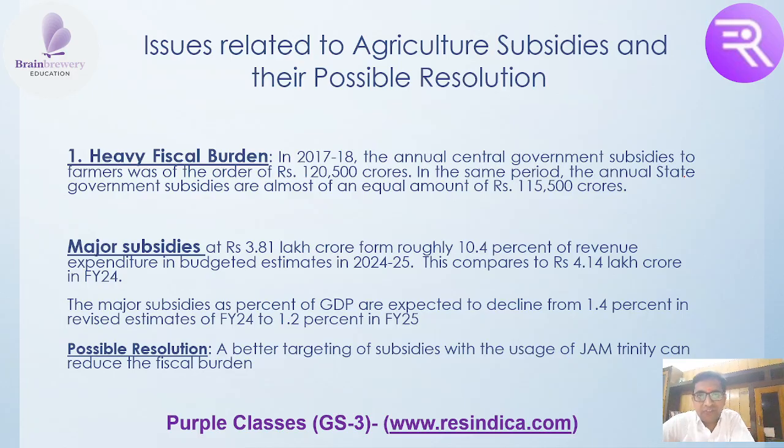Now, what is the first issue that is related to agriculture subsidy? Whenever we provide agriculture subsidy, what is the first issue? Obviously, there is a heavy fiscal burden. Government has to spend a lot of money.